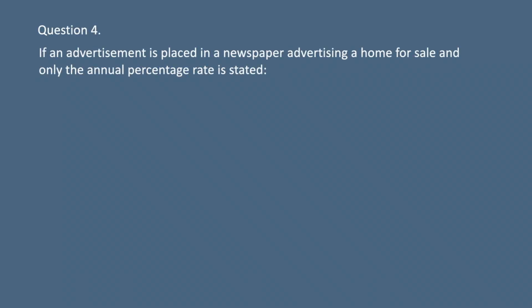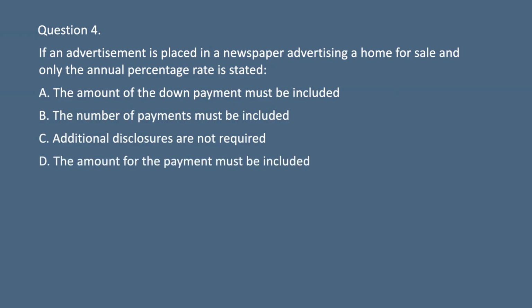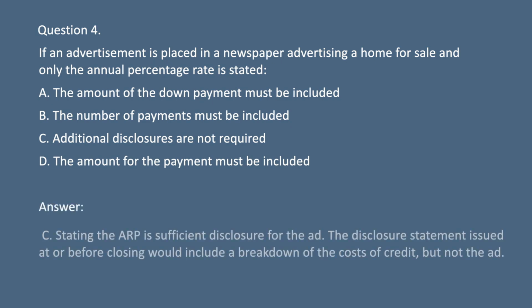Question 4. If an advertisement is placed in a newspaper advertising a home for sale and only the annual percentage rate is stated: A. The amount of the down payment must be included. B. The number of payments must be included. C. Additional disclosures are not required. D. The amount for the payment must be included. Answer: C. Stating the APR is sufficient disclosure for the ad. The disclosure statement issued at or before closing would include a breakdown of the costs of credit, but not the ad.